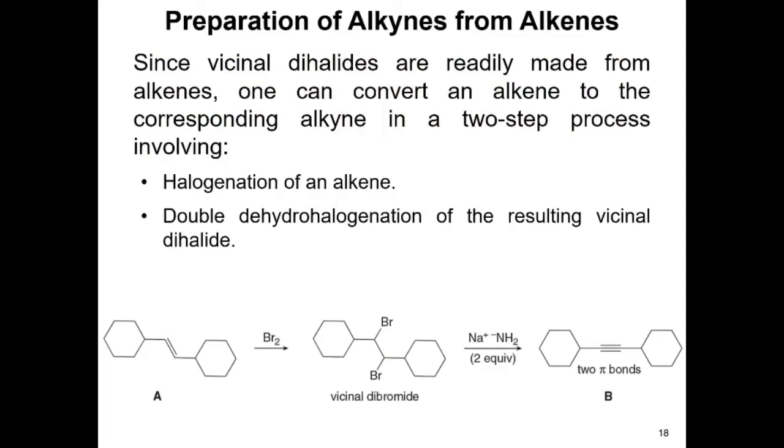So alkynes can also be prepared from alkenes via a two-step process. The first step is halogenation of the alkene, as shown here. So halogenation of the alkene results in the formation of a vicinal dihalide, followed by double dehydrohalogenation, which then results in the formation of the alkyne.